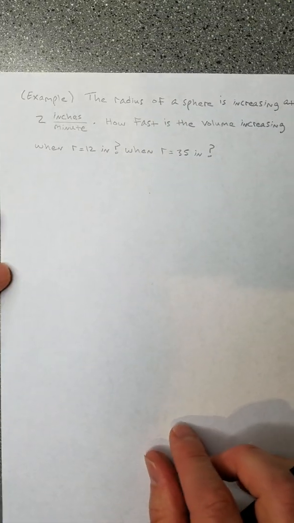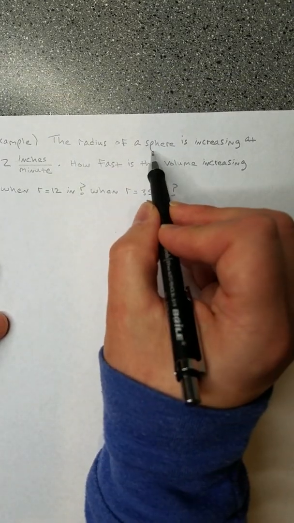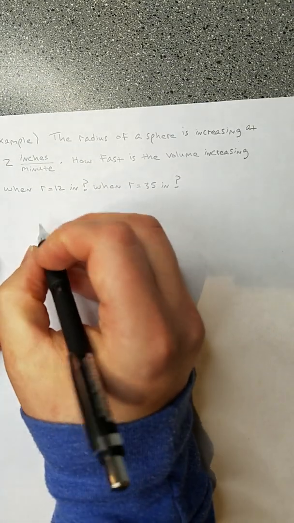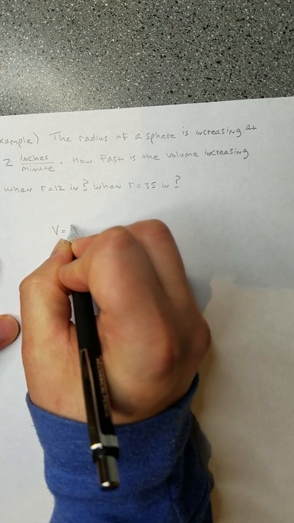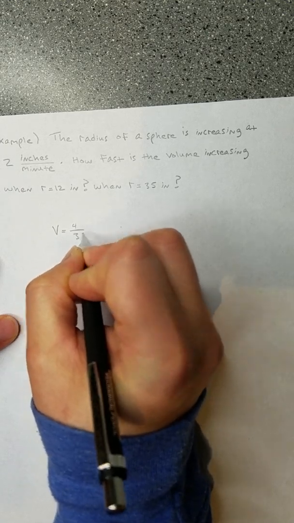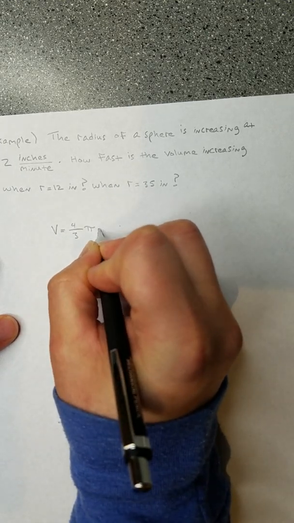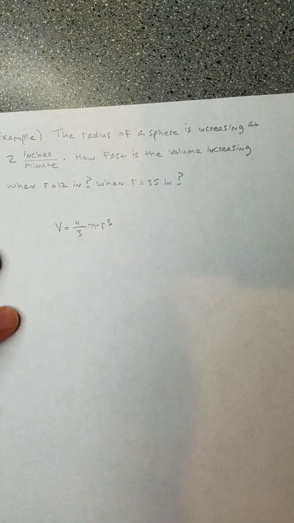So anyway, I need an equation. So we have a sphere. What's a true equation for a sphere? The volume of a sphere is 4/3 pi r to the third power. That would be the true equation that relates the radius to the volume.